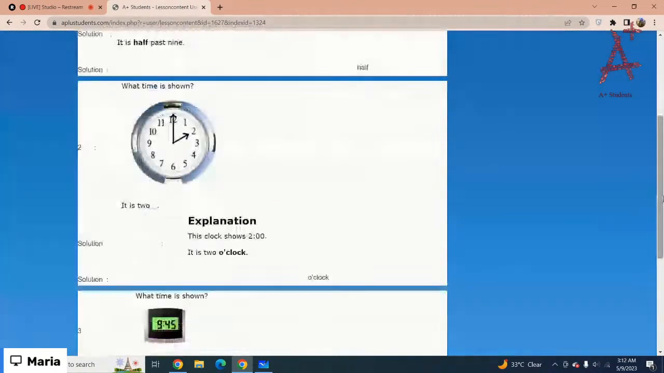What time is shown? The small hand is the hour hand and the large one is the minute hand. Got it? So you can see the hour hand points to 2 and the minute hand points to 0. So it would be 2 o'clock. Exactly 2. So you can say it is 2 o'clock.